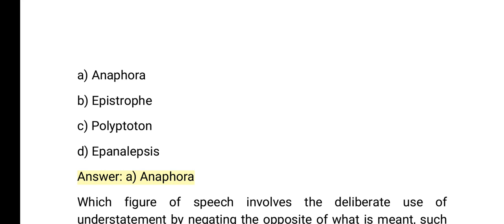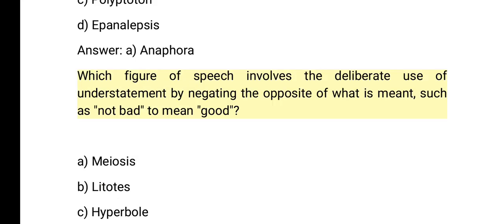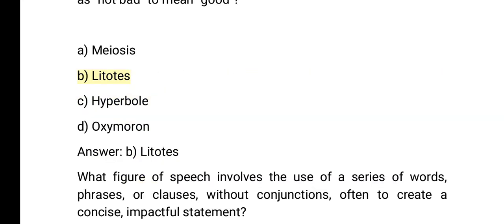Anaphora. Which figure of speech involves the deliberate use of understatement by negating the opposite of what is meant, such as, not bad, to mean, good? A. Meiosis. B. Litotes. C. Hyperbole. D. Oxymoron. Answer: B.